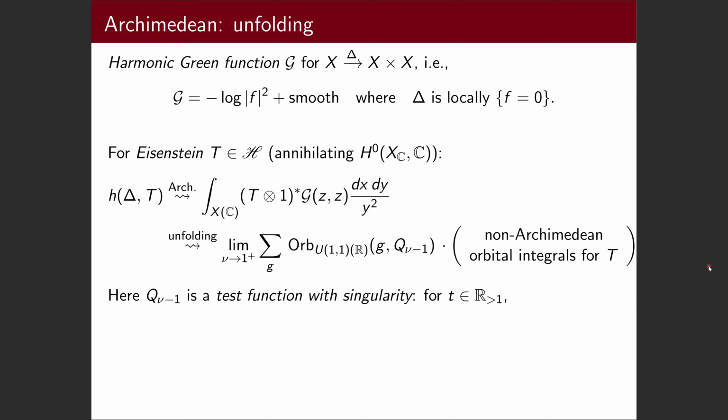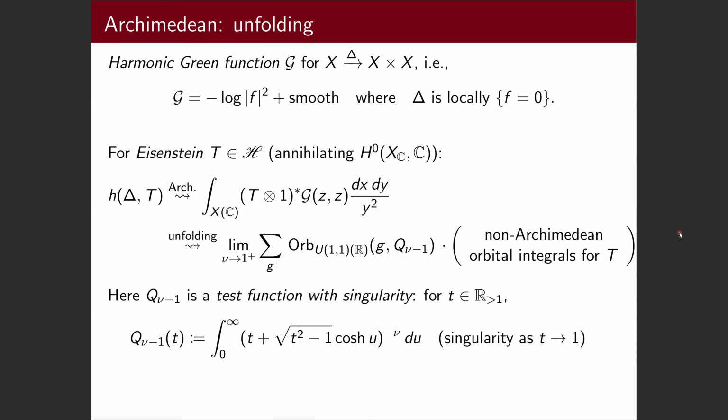So let me say what Q here is. Q here is just a Legendre Q function, some special function. The key point I want to make is that it's a test function with singularity. Q here, as a function of one parameter, has some integral representation, which I won't really use. But the key point is that it has a singularity as t goes to 1.